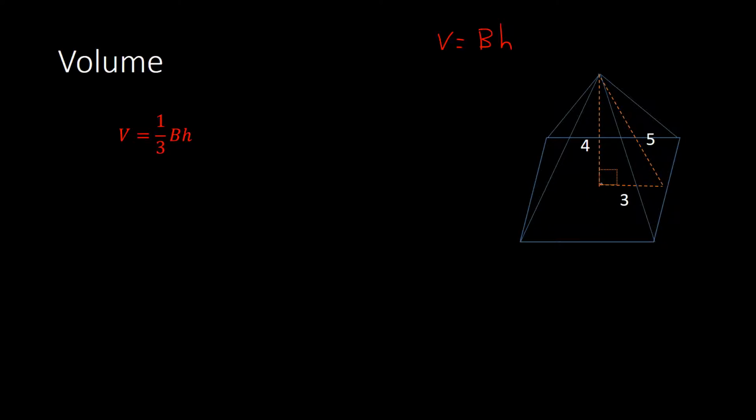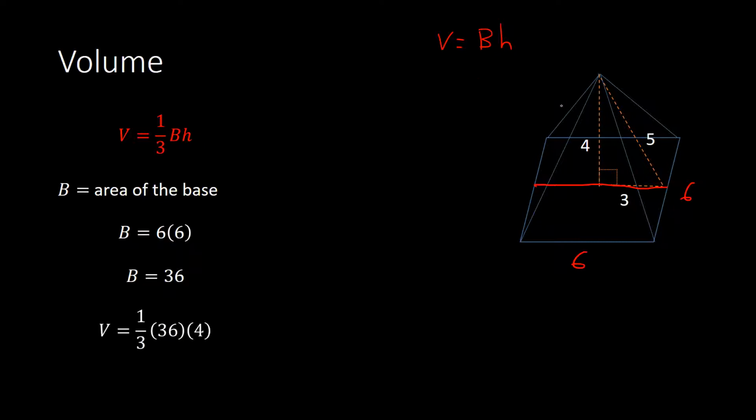And the area of the base we already found, because if this is 3 right here, then this would also be 3, which makes the entire length 6. So the area of that base is the area of the square, which would be 6 times 6, which would be 36. So 36 would be the area of the base, and then multiply that by the height, which is 4. So now we have 36 times 4 times 1/3, which would give me 48. So the volume of this pyramid would be 48.